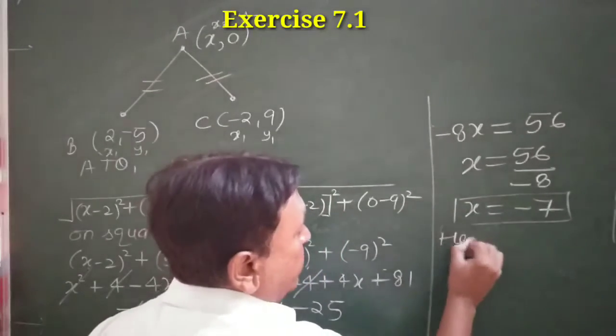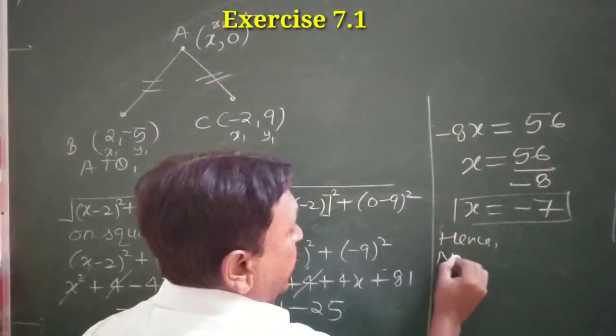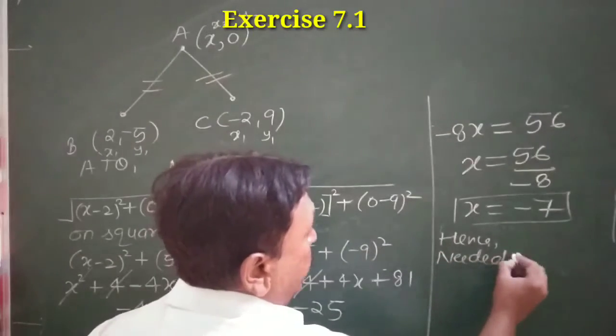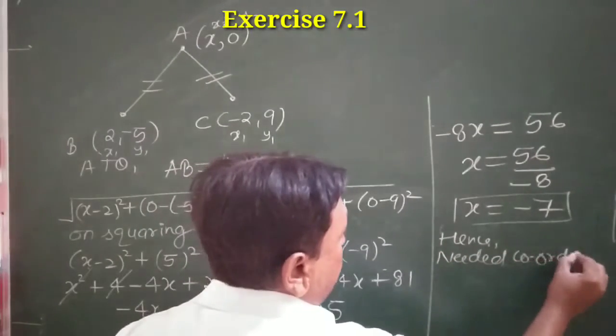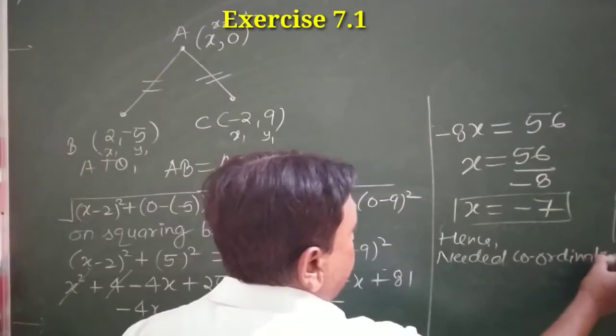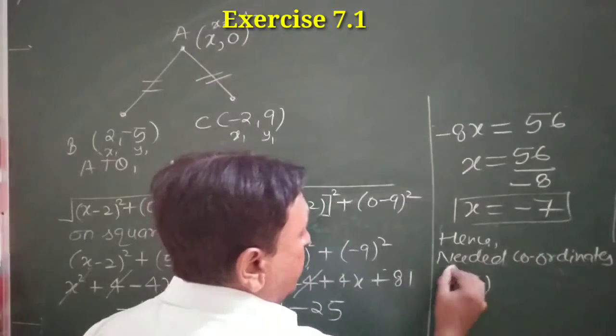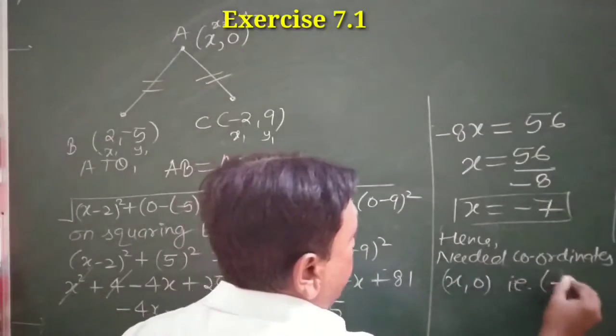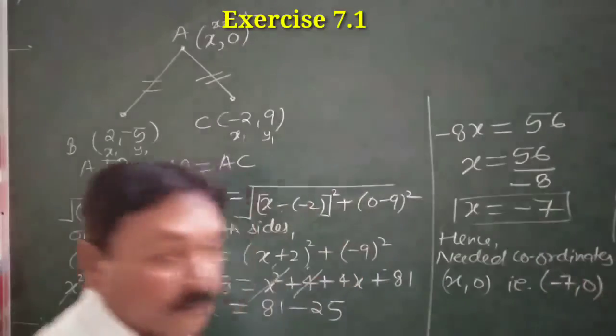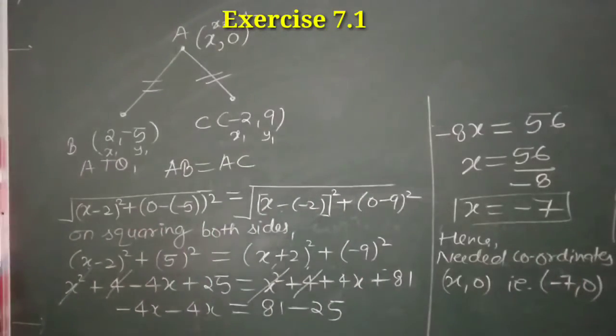So hence the needed coordinates are (x, 0), meaning (-7, 0), which is our needed answer. Okay, so note it.